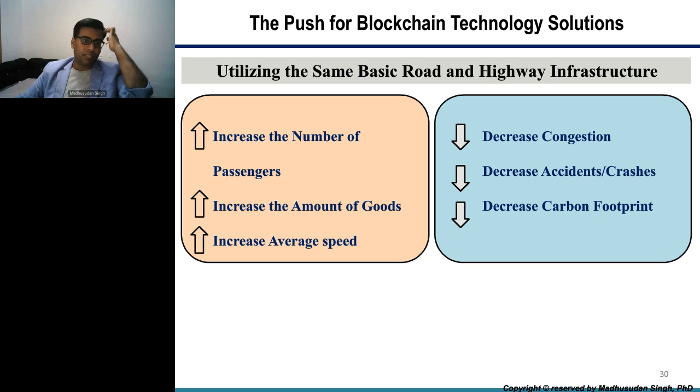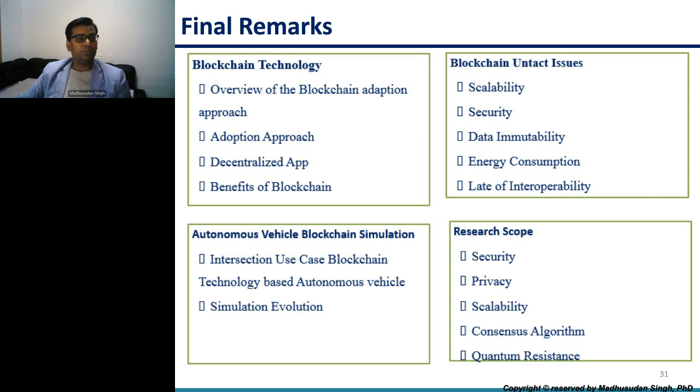So these are the final remarks. For blockchain technology, we talked about the overview, blockchain adoption approaches, and the benefits of decentralized applications. And these are some untouched issues. Still, a lot of research is required on the scalability of blockchain, security, data immutability, energy consumption, and interoperability.